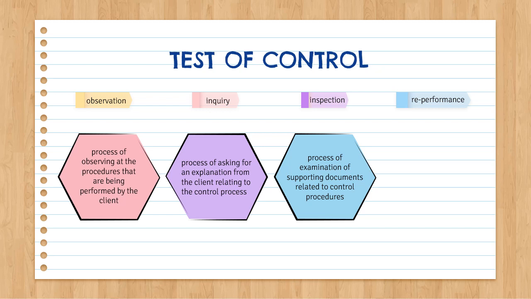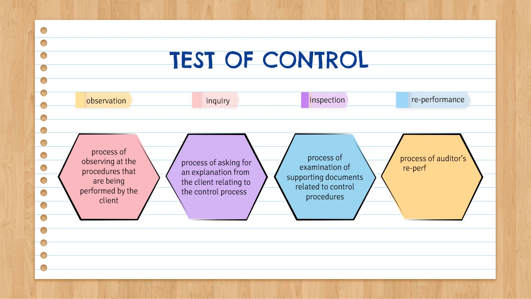Inspection is the process of examination of supporting documents related to control procedures. For example, we may inspect the bank reconciliation report to make sure it exists and the procedures are as described. Reperformance is the process of auditors reperforming the control procedures that were performed by the client. Reperformance is the most reliable type of test of controls, and it provides better assurance compared to other types.